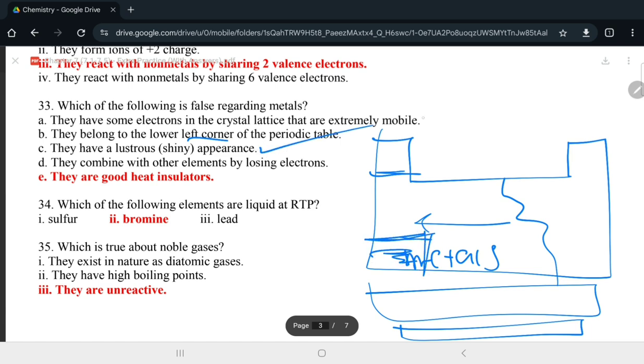They have a shiny appearance. It's true. They call it luster. And they combine with other elements by losing electrons. It's true. For example, a very famous metal is sodium, and it's known for having a charge of 1. Since it's an alkali metal, it has a charge of 1 plus, and it loses an electron. That's why it has a charge of 1 plus.